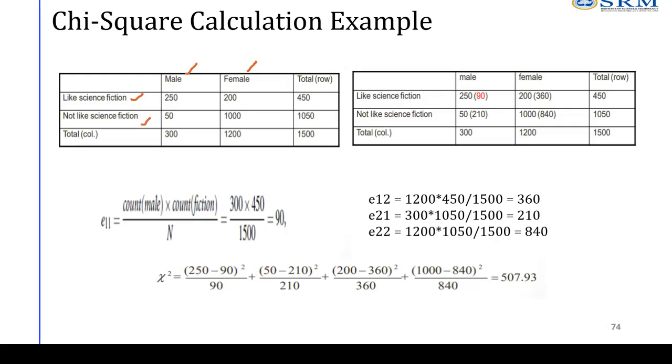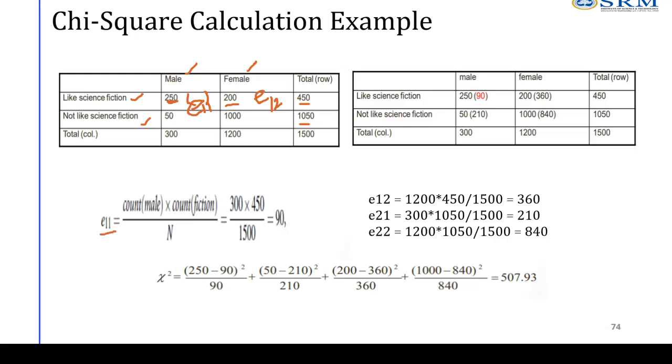These values given here are considered to be the observed values. We need to find the expected value, that is the expected frequency, for each and every cell. Each cell is numbered as E11, E12, and likewise for every cell. Now let us take the cell E11, where the category is male who likes science fiction.